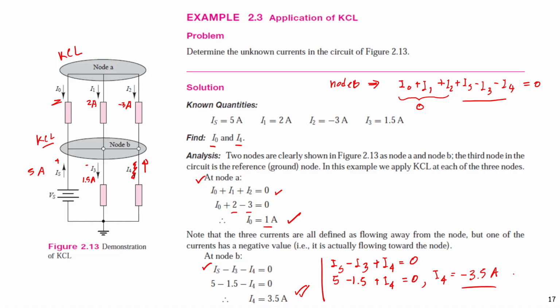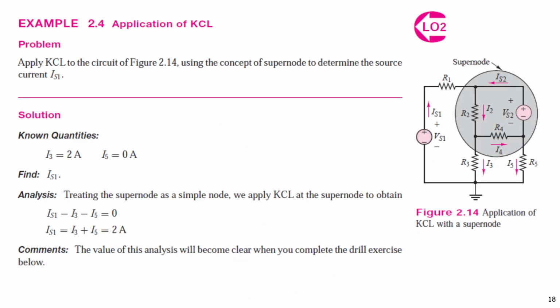In fact, this is the same answer, right? But we assumed I4 flowing into the node, and we don't know what I4 is before we solve the circuit. But in this case, the problem specified it for us. It's flowing out, so we get 3.5 amp. Still not too hard, right? So we can go fast, right? Not too fast, I think.